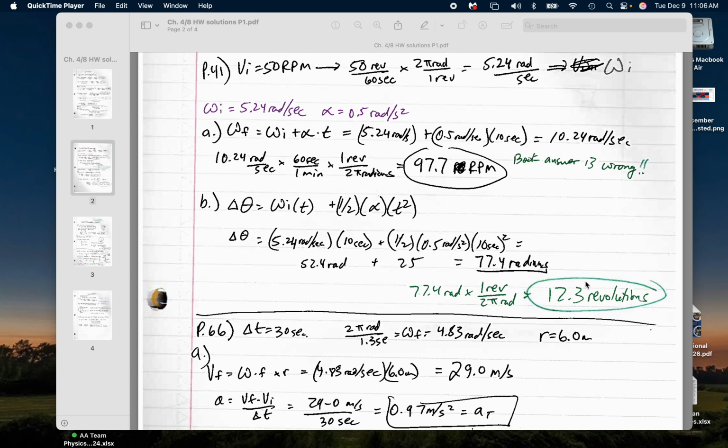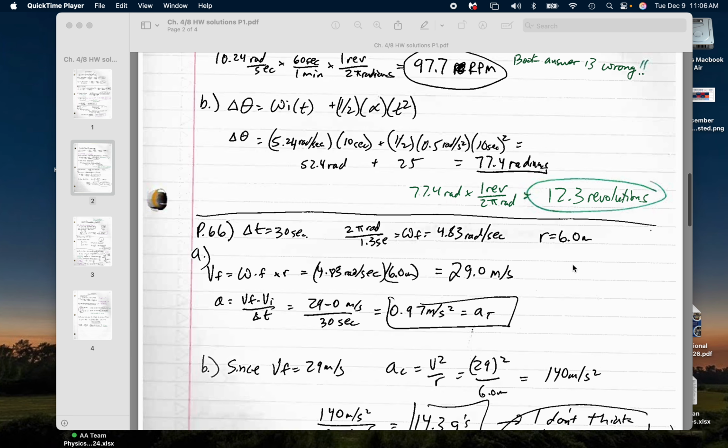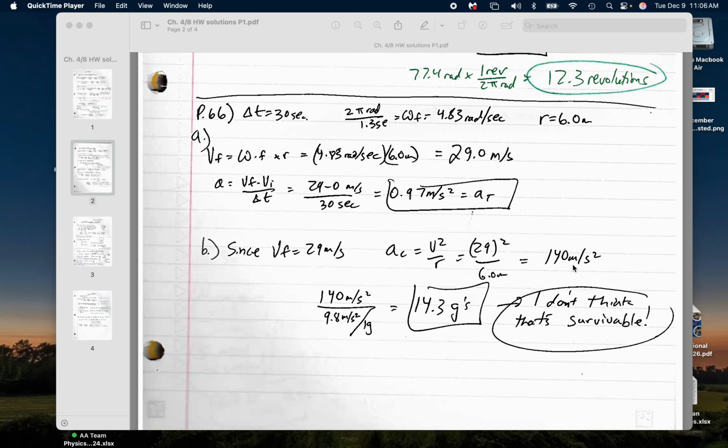And oddly, the book answer to this one, I think, was correct, to part B. Problem 66.